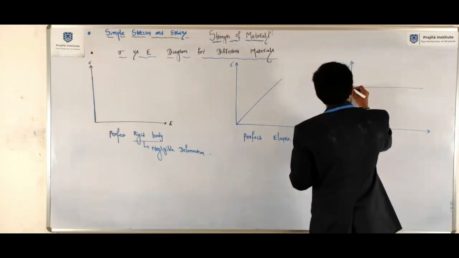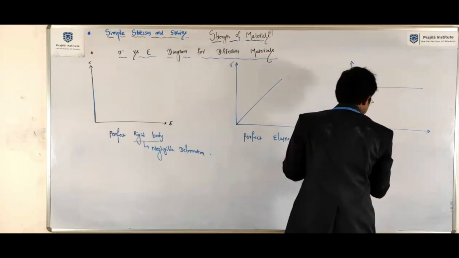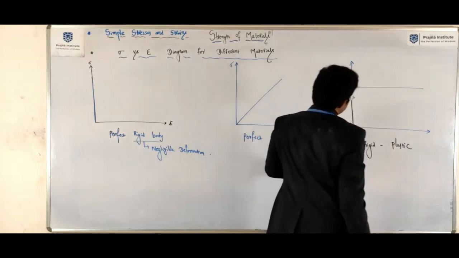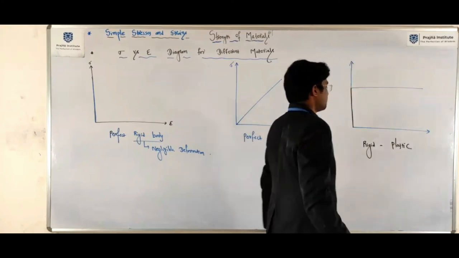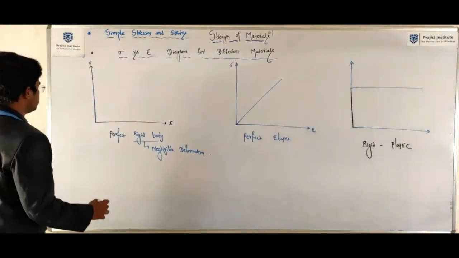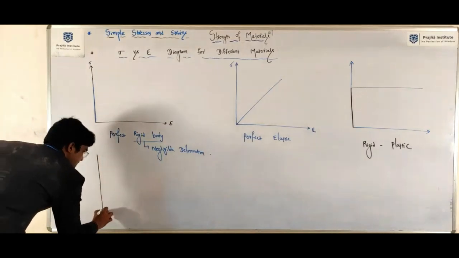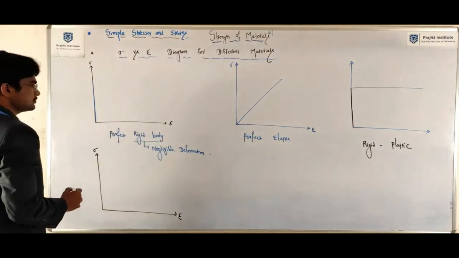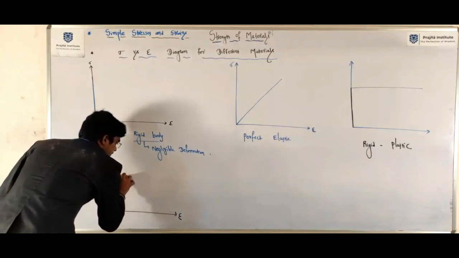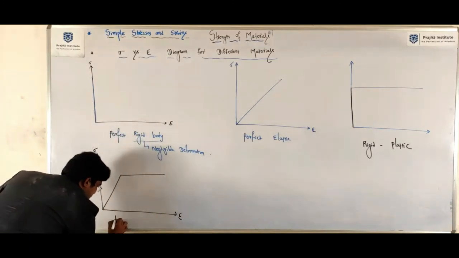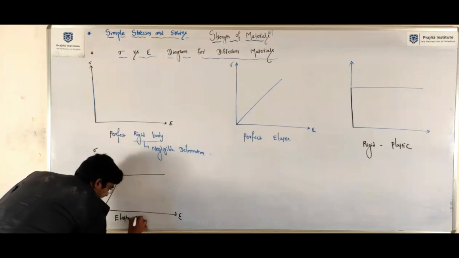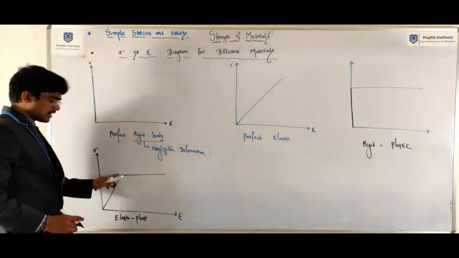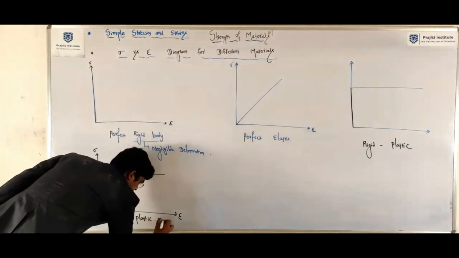Next, here it is. From here to here it is rigid, and then plastic. Rigid and plastic material. Sigma, epsilon. From here to here elastic, elastoplastic, or elastic and plastic material. From here to here, elastic and plastic material.